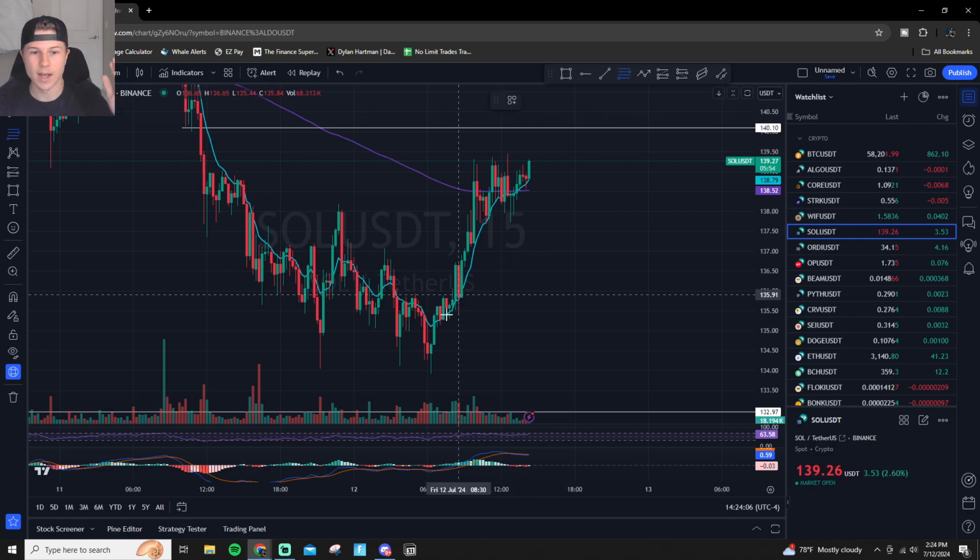Now, the very last thing, my hidden gem, it's not really a hidden gem, but I like to use the Fibonacci retracement tool. It is not an indicator, but it is a tool, okay? It's not an indicator, it is a tool.